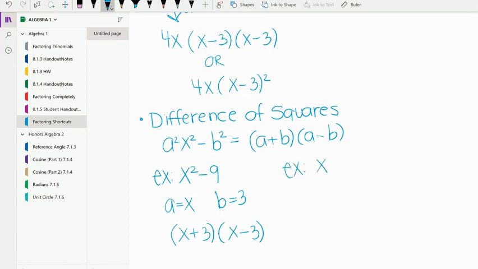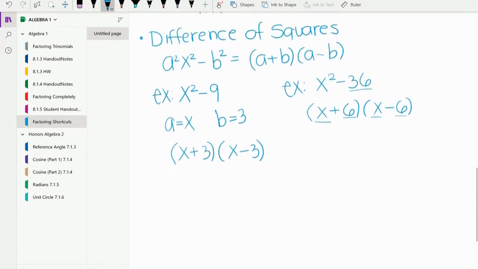So for example, if I have x squared minus 36, we should kind of at some point be able to just write it's x plus 6, x minus 6. So how I'm getting that, x is the square root of x squared, and 6 is the square root of 36. Okay, we will try one last one.